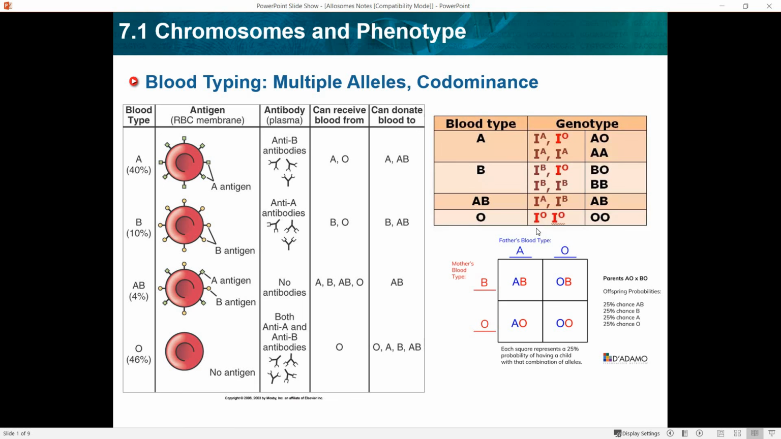So you can write the genotypes either way when you do the blood typing practice, just the letters, or with the capital letters and the exponents and the lowercase letters to show dominant versus recessive versus codominant relationships.